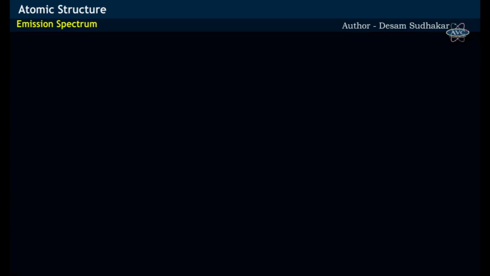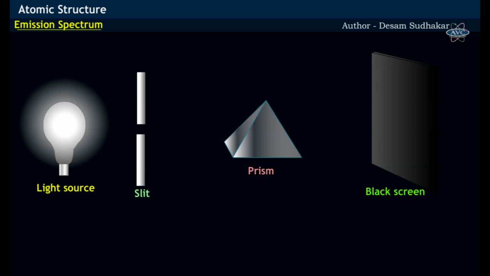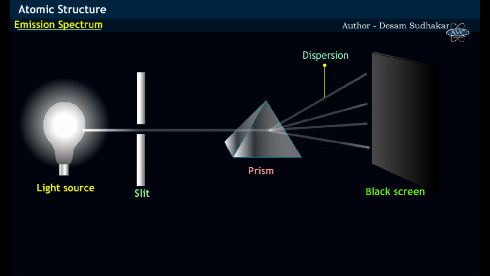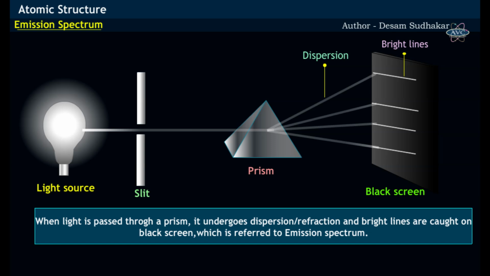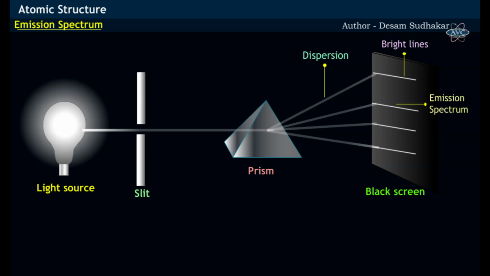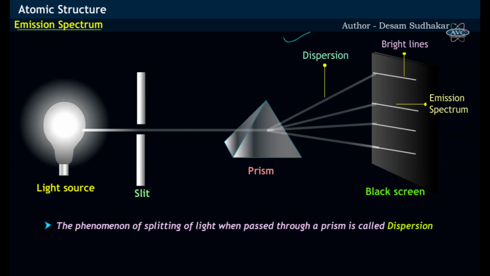Let us know what is emission spectrum. Light from a light source, when passed through a prism, undergoes dispersion and is caught as bright lines on a black screen, which is known as emission spectrum. Dispersion is a phenomenon of splitting of light when passed through a prism, and it is characteristic of a particular substance.